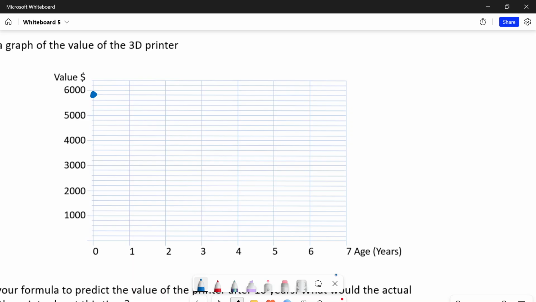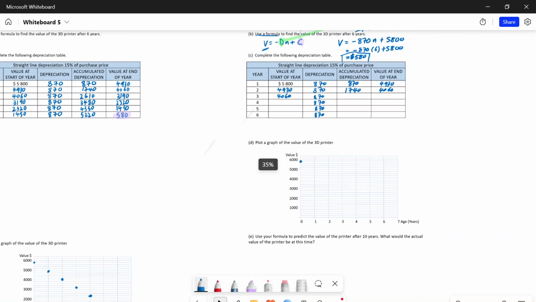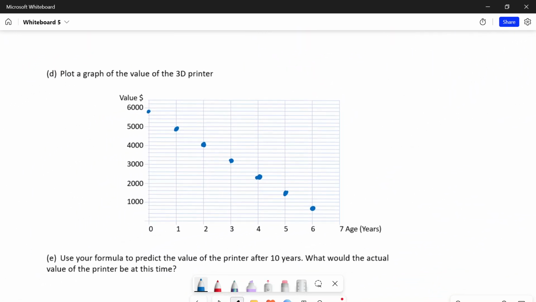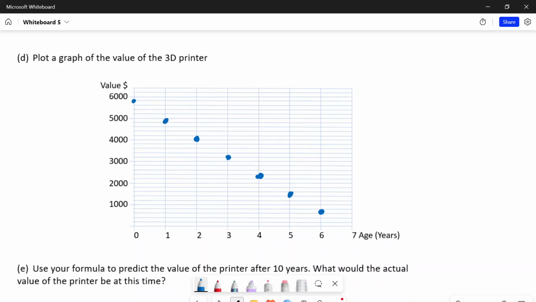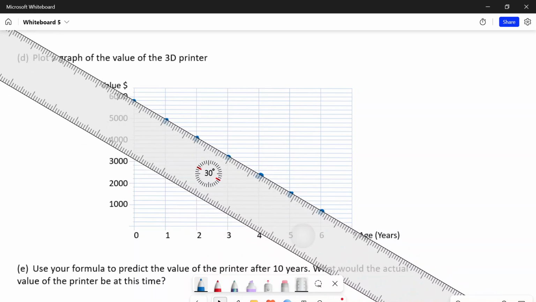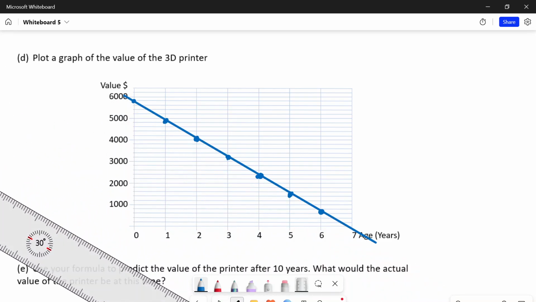Okay, so I'm going to resume now. This is what the graph looks like. So there are the points all plotted, pretty much the correct spots. You should have something that looks pretty much like this. Now I've got to go ahead now and join the dots with the line and ruler. So there is our straight line method graph plotted.